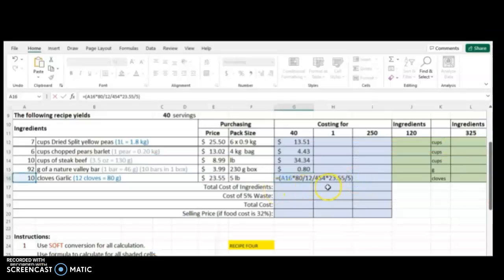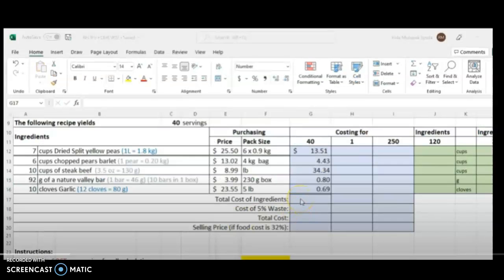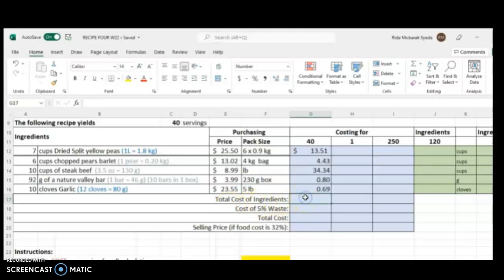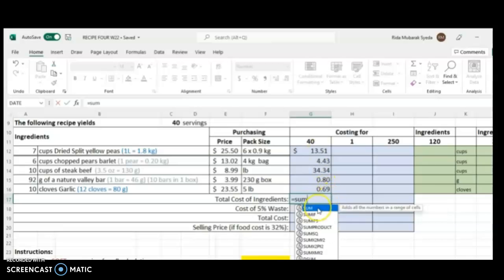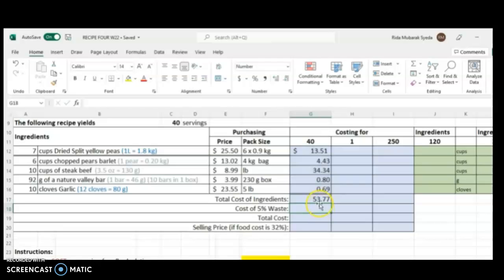So this is what my equation looks like. 10 times 80 divided by 12 divided by 454 times 23.55 divided by 5, and when I press enter, I get 69 cents. Okay, so now we have the cost for the ingredients. To do that, we basically need to add all of these up, and I'm going to use the sum formula and drag that down, close brackets, enter, and we get 53.77. And when I used my calculator, I got the same thing.